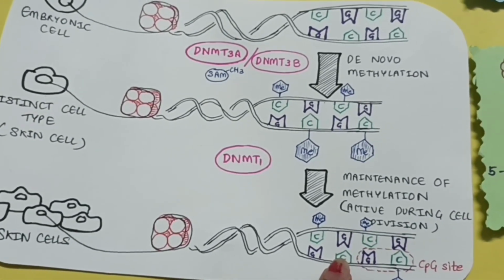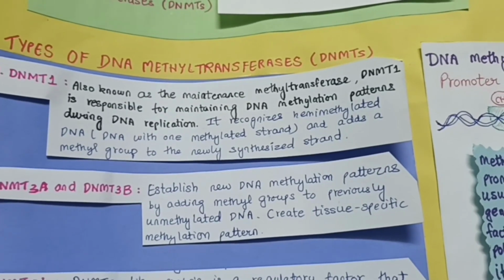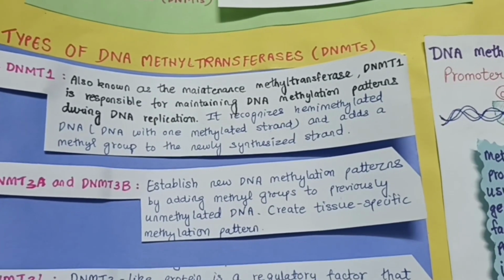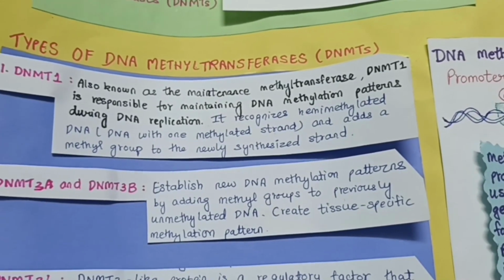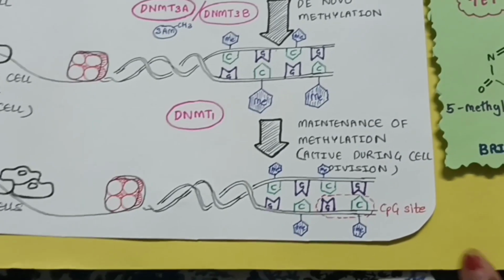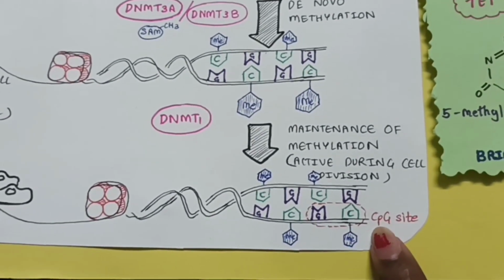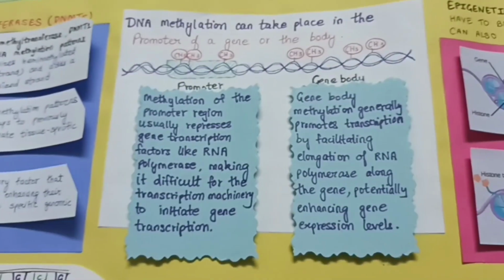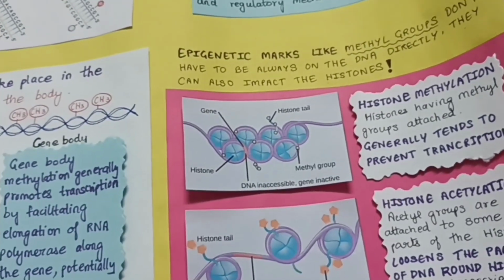So once it is methylated, we talk about another enzyme whose role is maintenance. That is your DNMT1, also known as the maintenance methyltransferase. DNMT1 is responsible for maintaining DNA methylation patterns during DNA replication. It recognizes hemimethylated DNA with one methylated strand, and adds a methyl group to the newly synthesized strand. So as you can see here, we have the CpG site also, which is where, as I said, methyl groups attach. It's specific.